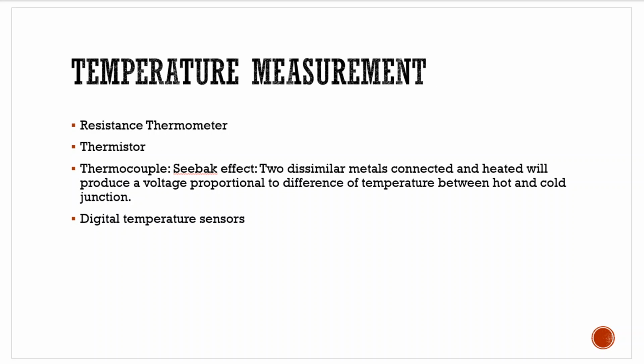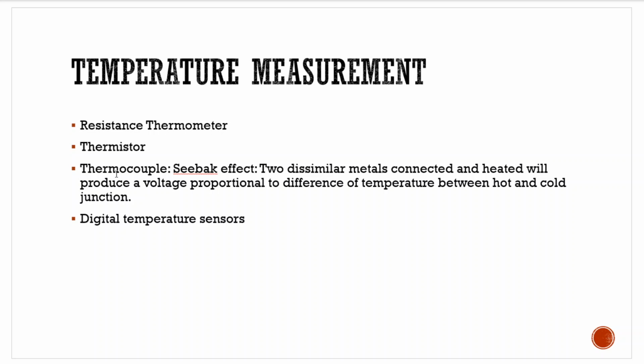Then we have the temperature measurements. In that, we have studied the resistance thermometers, we have studied the thermistors. Then you also have a thermocouple. So from Seebeck effect, you already know that if two dissimilar metals are joined together and heated, there is a temperature difference arising at two different junctions. One will be the hot junction and another one will be a cold junction. The difference in temperature at these two points will produce a voltage, and this voltage will be proportional to the difference in temperature.